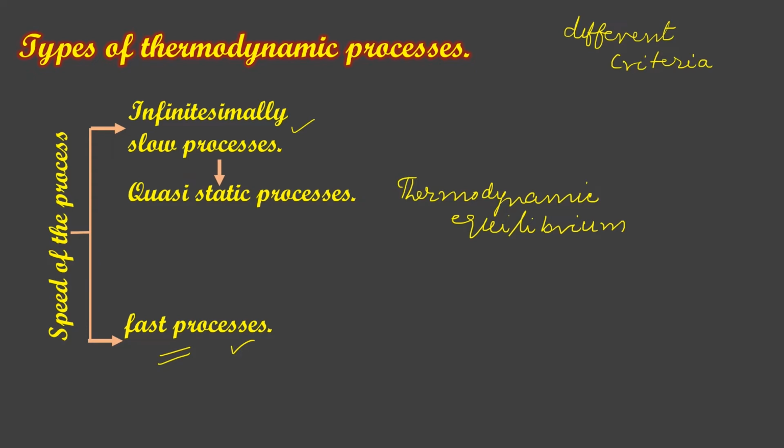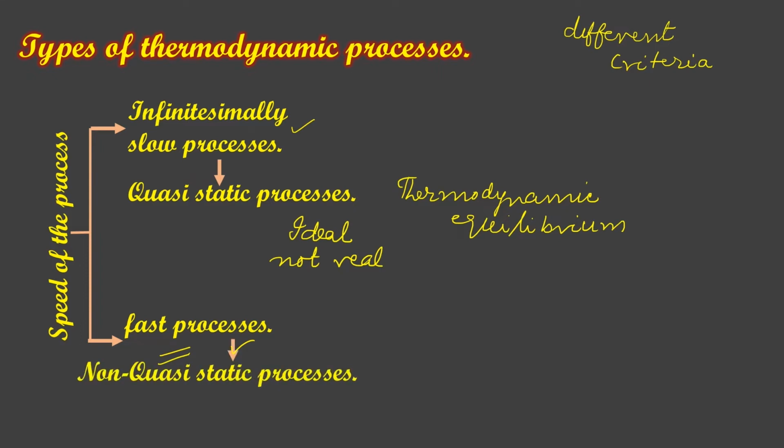When a thermodynamic process is quasi-static process, then it passes through several stages or steps, and in each step the system is in thermodynamic equilibrium. Such steps are easy to understand, but these processes are ideal processes, that is not real, only hypothetical. Okay, what do you call these fast processes? The fast processes are called non-quasi-static processes.